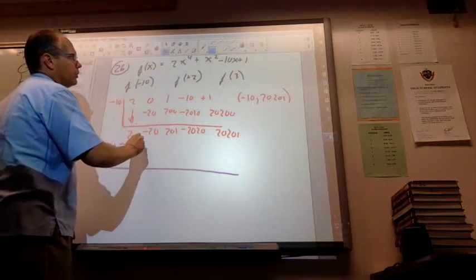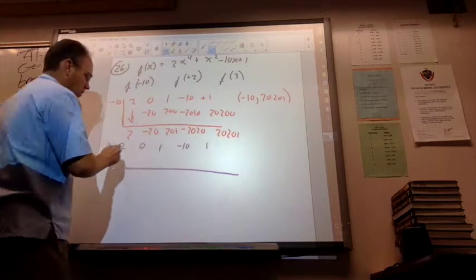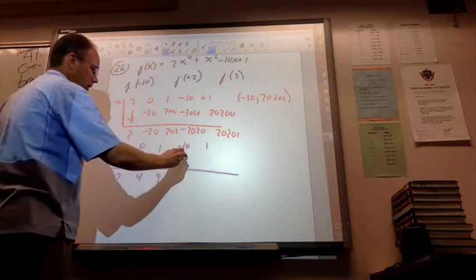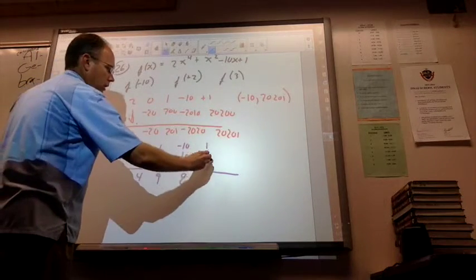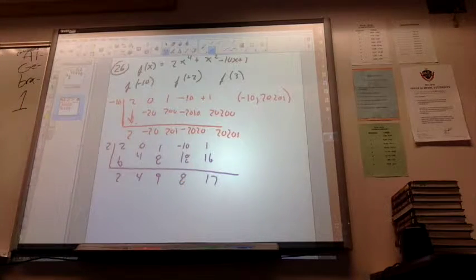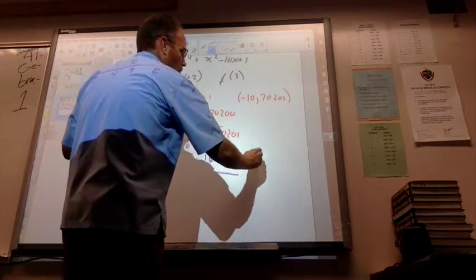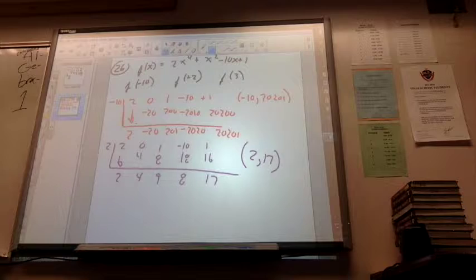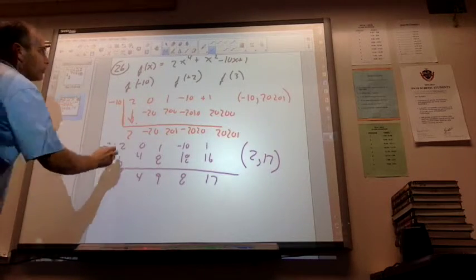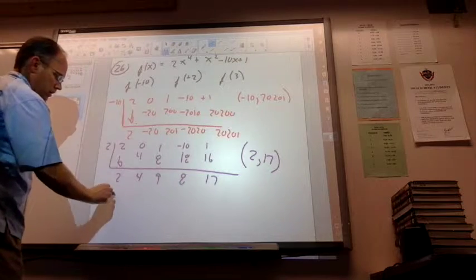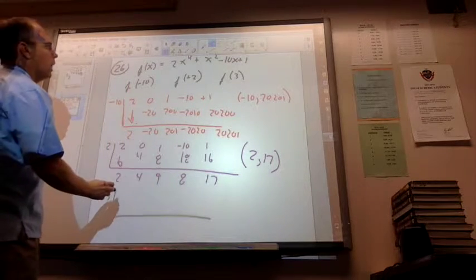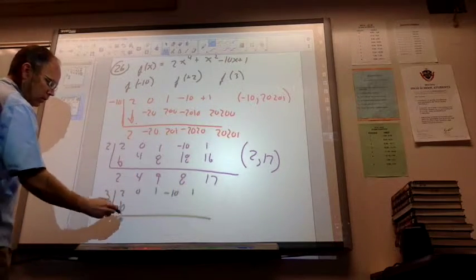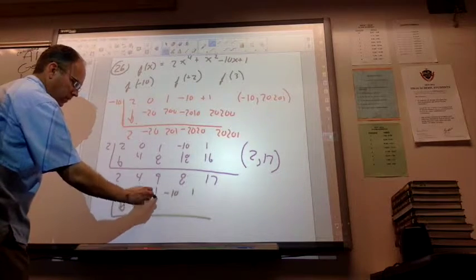So I have the 2, the 0, the 1, the -10, and the 1. Bring the 2 down. That's 4, 8, 9, 18, 8, 16, 17. So, oh darn, we still didn't find a zero. No, we actually found that the point (2, 17) is an actual point on our graph as well. And then last one, we're going to try 3. 2, 0, 1, -10, and 1. Bring that straight down. That's 2, that's 6, that's 6, that's 18, that's 19.